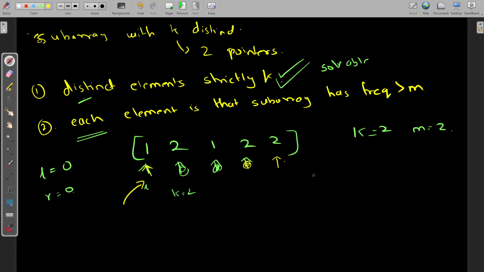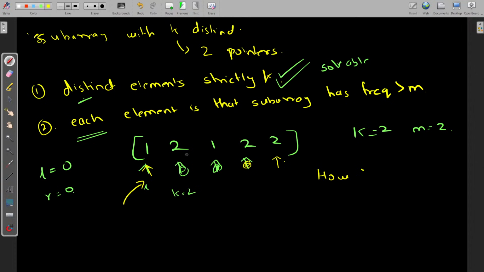So what to do now? Should we increment left? Should we increment right? Or should we just discard this approach or go to another solution? So let's try to find some observations. This is the first step. Let's try to find some observations.